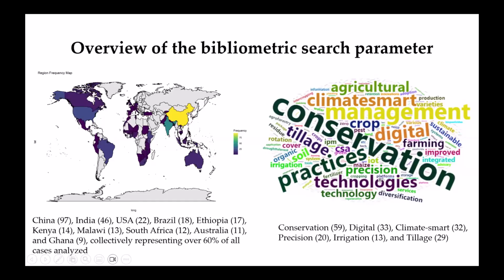And then what kind of technologies the papers are discussing. Number one is conservation. You have probably heard a lot about conservation agriculture, digital agriculture, climate smart agriculture, climate smart farming, precision agriculture, irrigation technologies, minimum tillage or some kind of tillage technology. So the word cloud and the regional frequency map really show how many countries were captured and what kind of technologies are discussed.